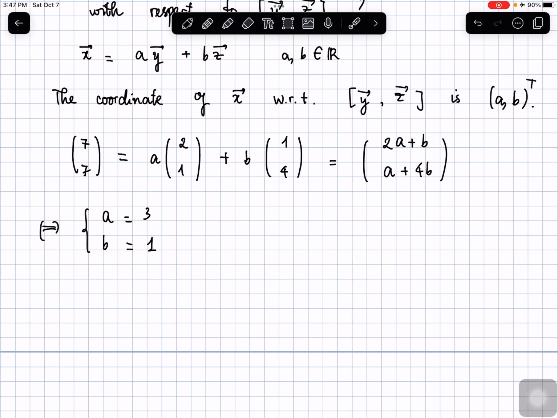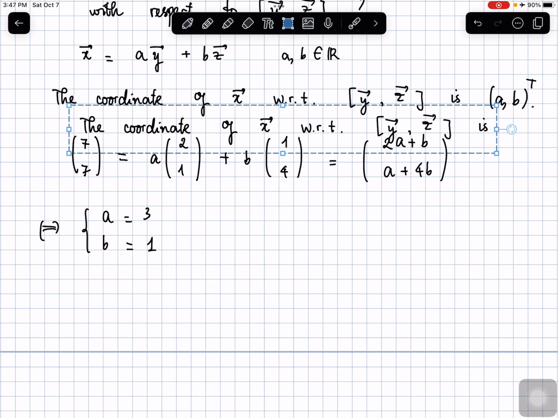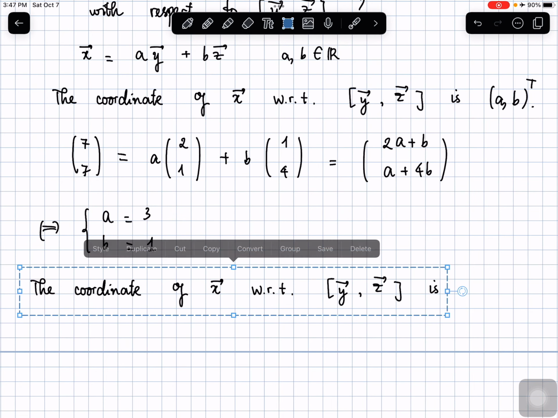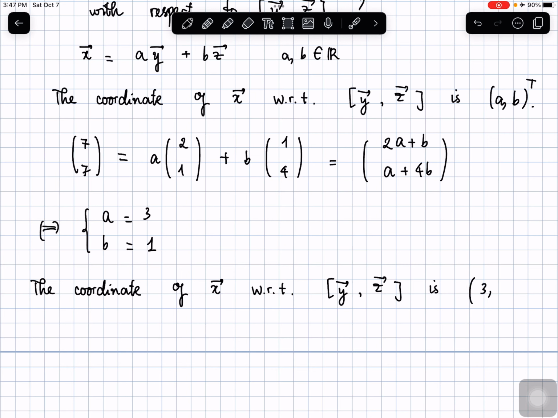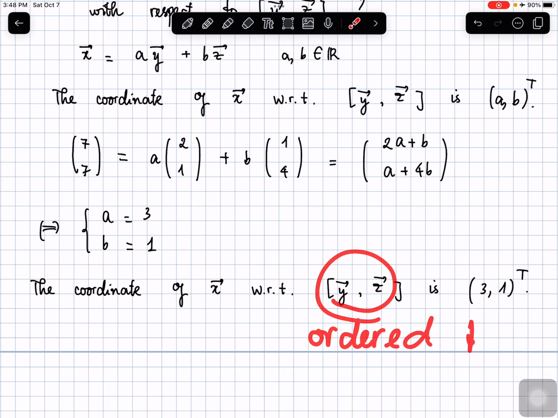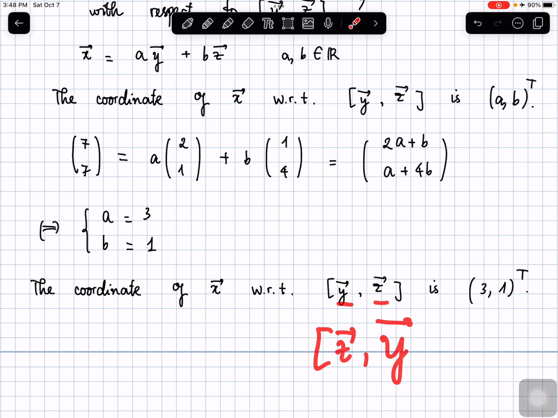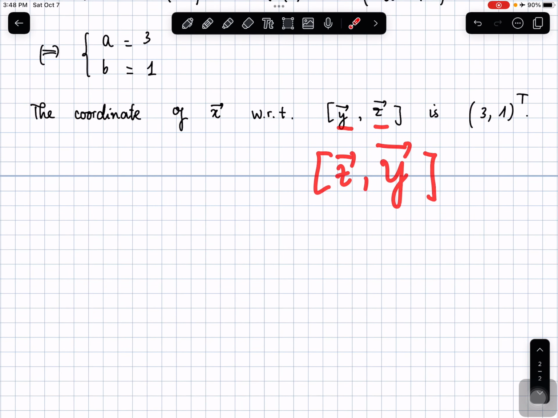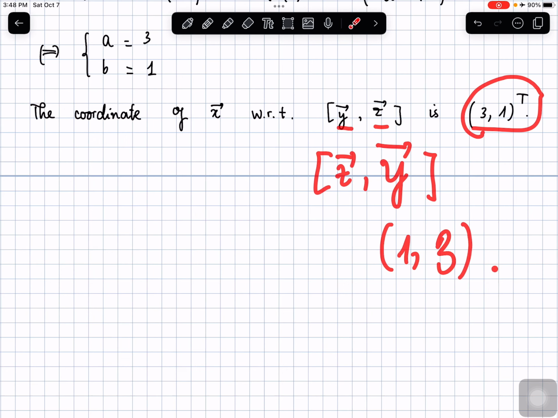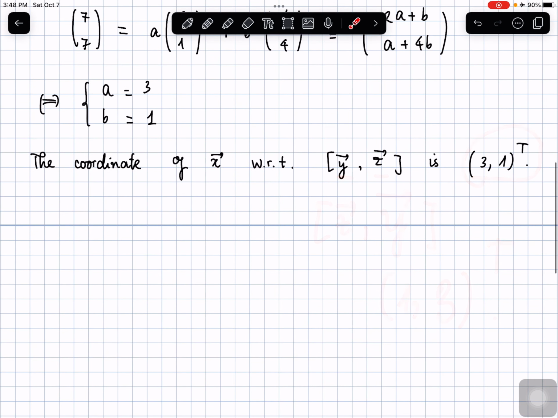Okay, so the coordinate of x with respect to this basis is (3, 1) transpose. So now the order of the basis is important. So now suppose they ask us instead of y, z but z, y, then the answer would not be (3, 1) anymore, but (1, 3) transpose. You can write it down here.